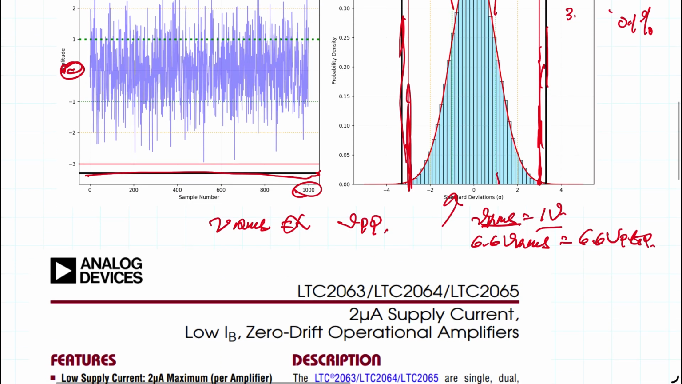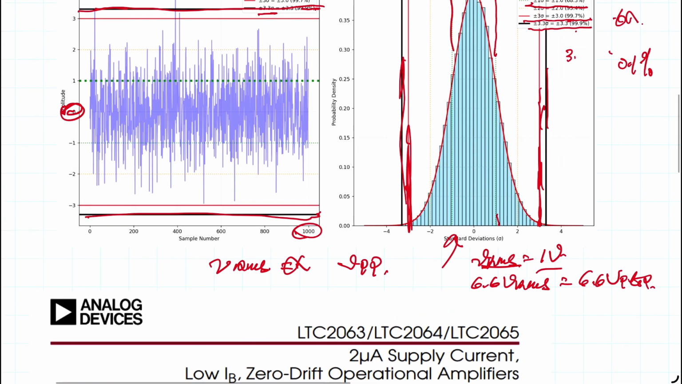And the other way around, if you know the peak-to-peak value, then you can also calculate VRMS. That's basically equal to V peak-to-peak divided by 6.6. Okay, this is very useful when you try to analyze random noise signals or do some quick calculations.